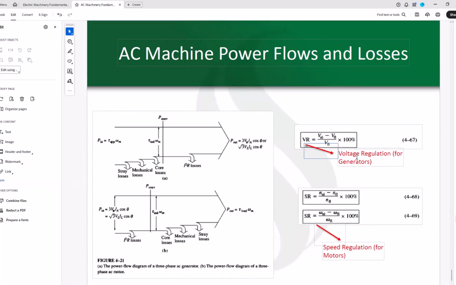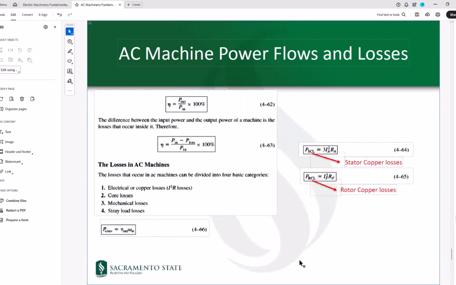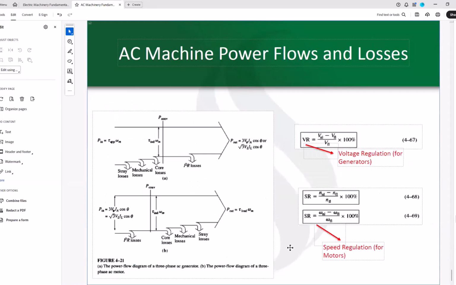And when we're talking about generator operation, voltage regulation would be an important definition: V no load minus V full load over V full load. And when we're talking about motor operation, speed regulation would be important: N no load minus N full load over N full load. Yeah, so this was a summary of basically an introduction to AC machines.